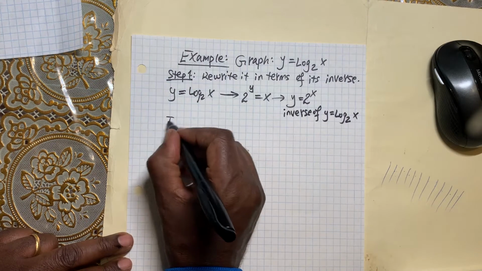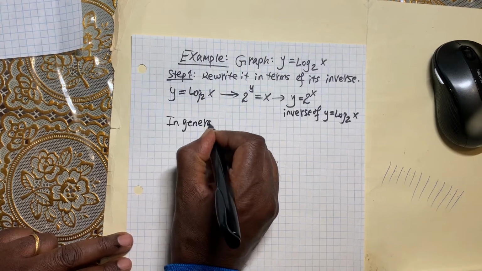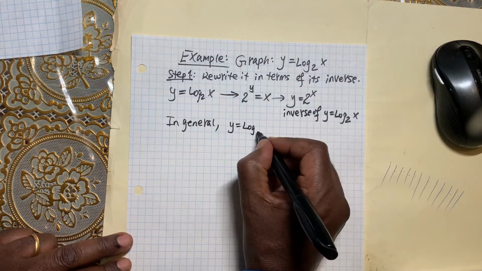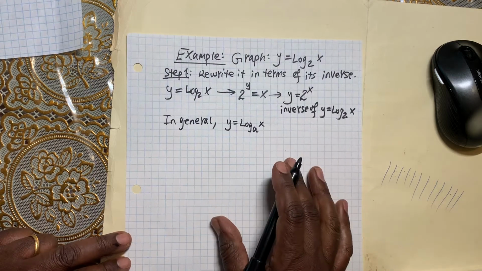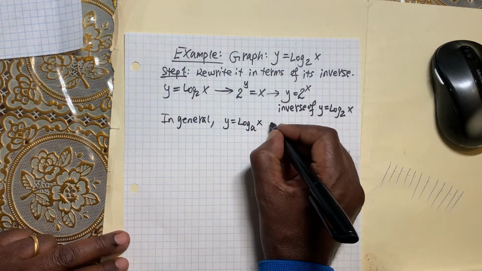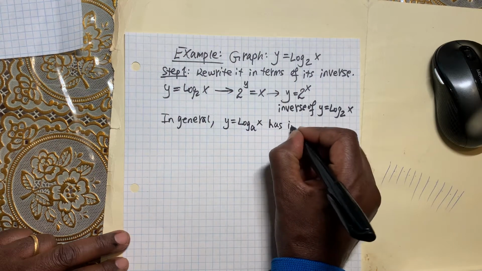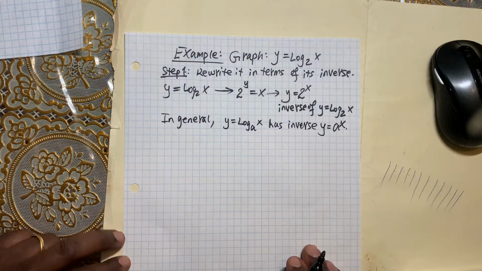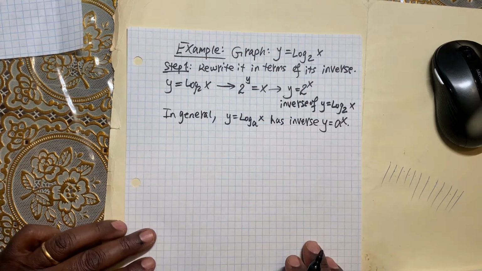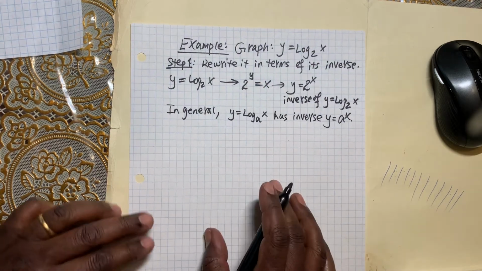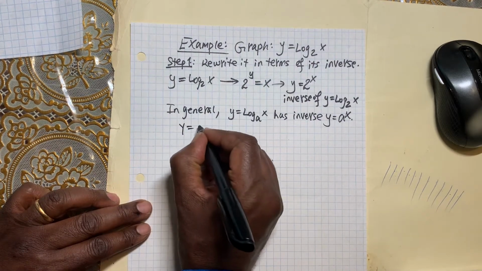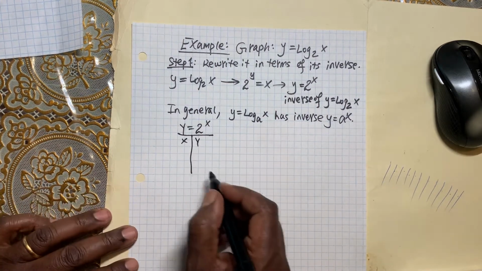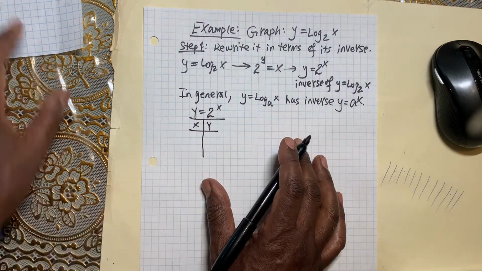So in general, if you have y equals log base a of x, it has inverse y equals a to the power of x. Now if we want to graph that, let's go to graphing this. What I do is I create a table for y equals 2 to the power of x, with x and y. So I take a few points.